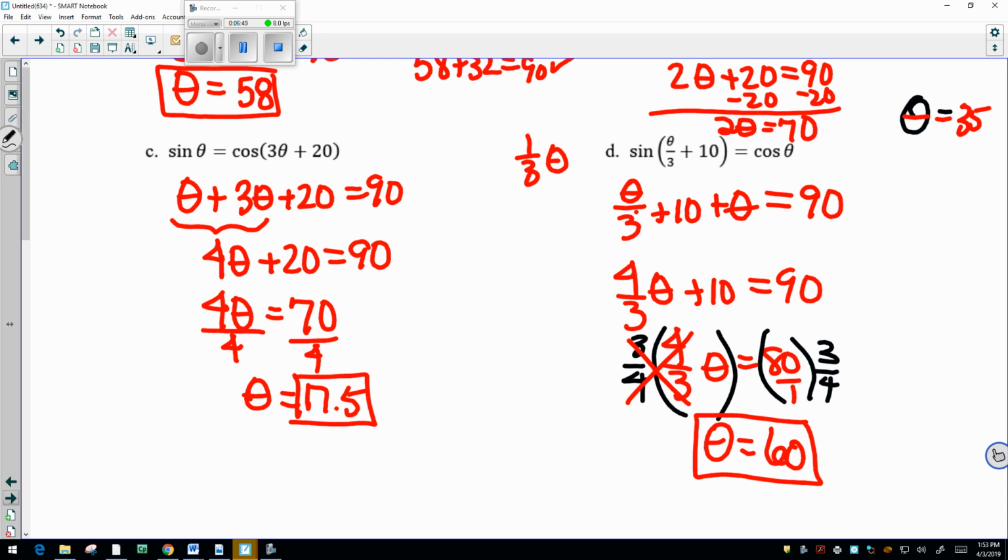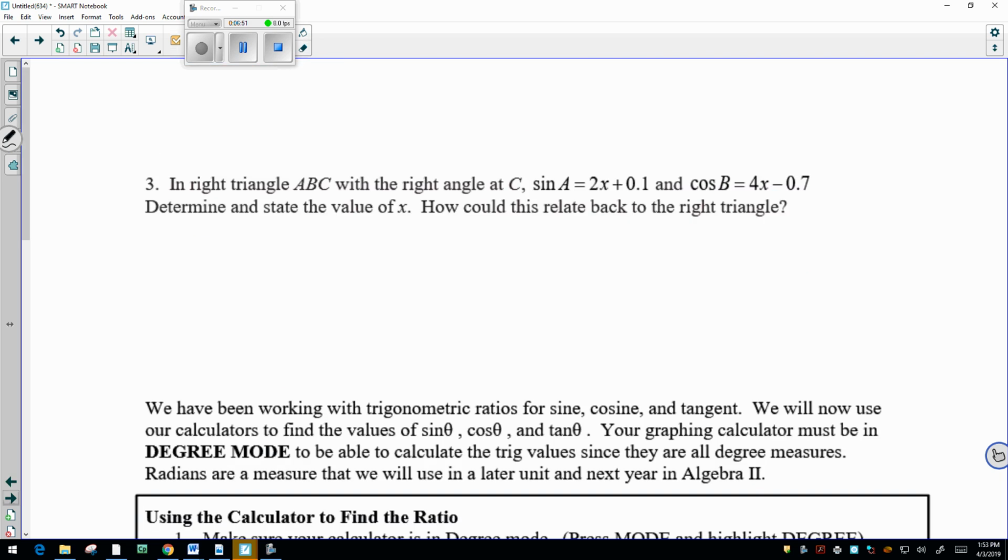Okay. Similar type question. On the back, it says in a right triangle ABC with the right angle at C, we know right now the sine of A is equal to 2x plus 0.1. And we know the cosine of B is equal to 4x minus 0.7. We have to figure out the value of x. Okay, so we've written this equation down a bazillion times. Sine of A is equal to the cosine of B.